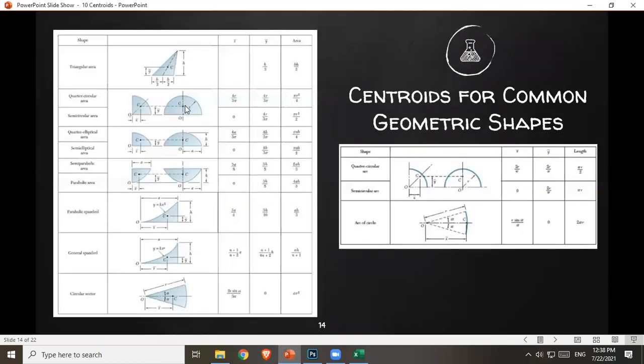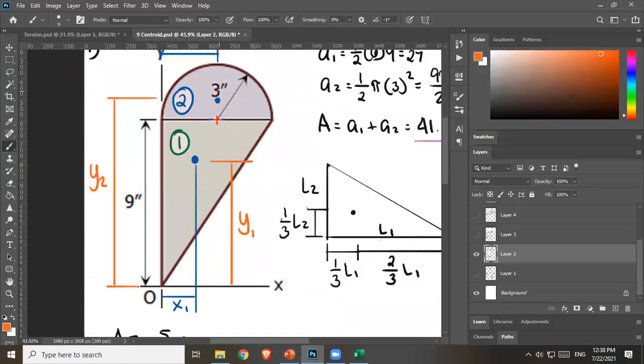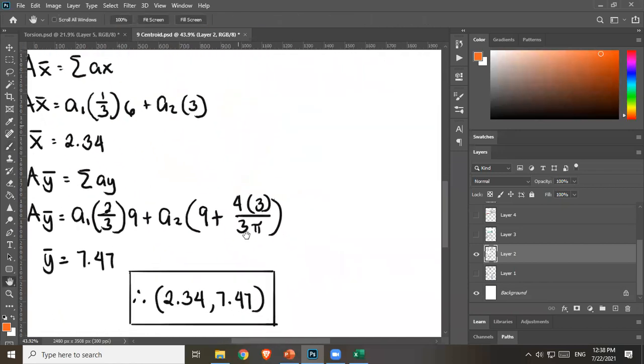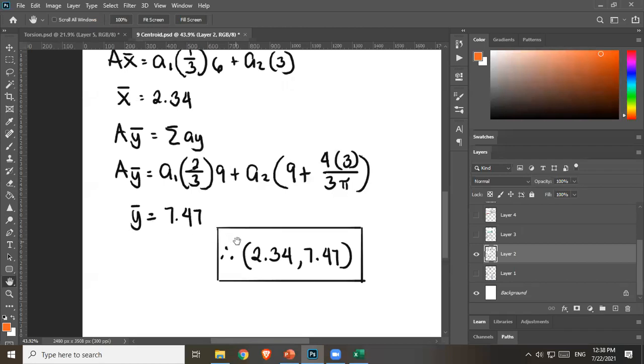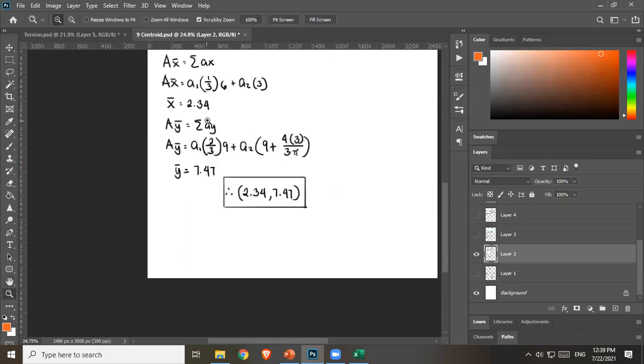Semicircle, distance from the base, which is what we're looking for, that's your y bar. It's 4r over 3 pi. So keep that in mind, 4r over 3 pi. R is 3, so 4 times 3 over 3 pi. And that's it. And then just solve for y bar, you get 7.47. Final answer, since we're looking for coordinate, the x coordinate, which is 2.34, and then the y coordinate, 7.47. And that is number 1. Any questions for number 1? Please answer in the chat.